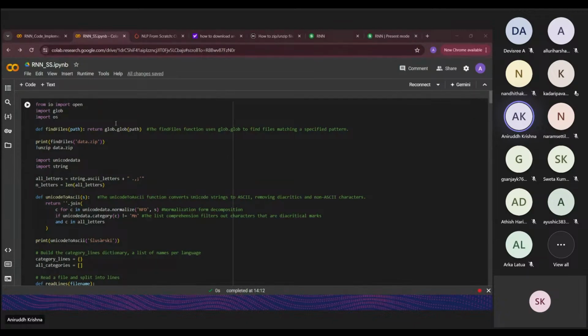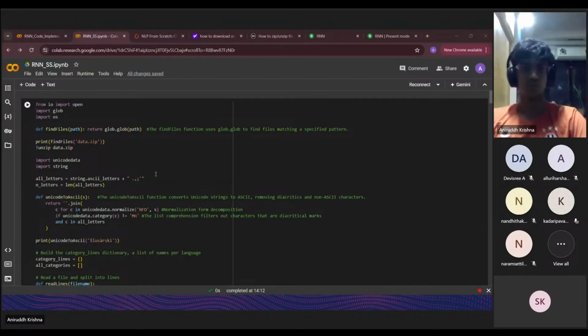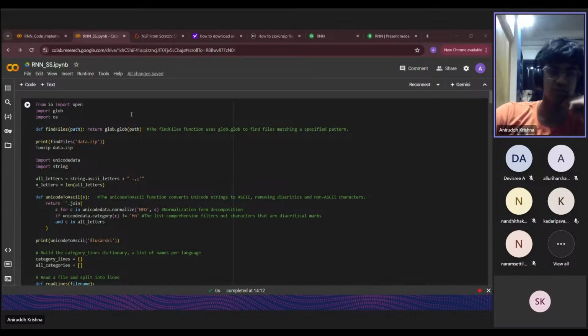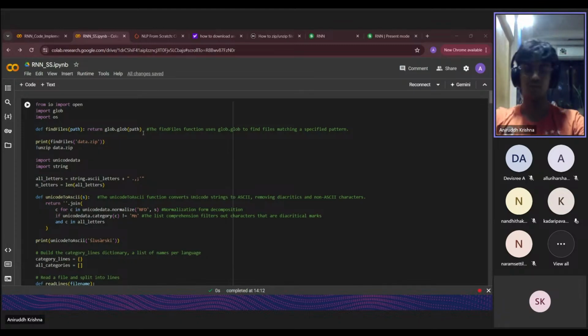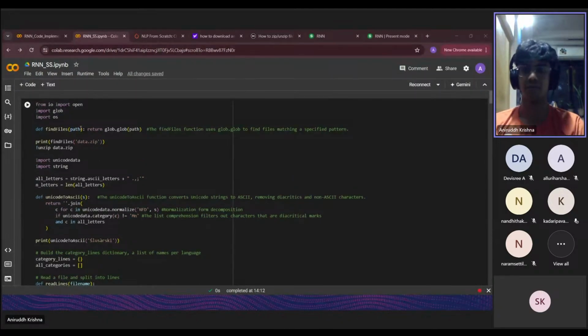So the data set that we have, we first need to bring into our code. We want to import it. To import that, we have imported certain libraries: open to open the file, glob to access the global file from wherever it is, and os. So we first define a function called find files, which will return the path of the file that we want after completely searching the computer, which is what glob does. Then we print it, and then we unzip it, because the data set that we have is in zip format, so we have to unzip it to use it.